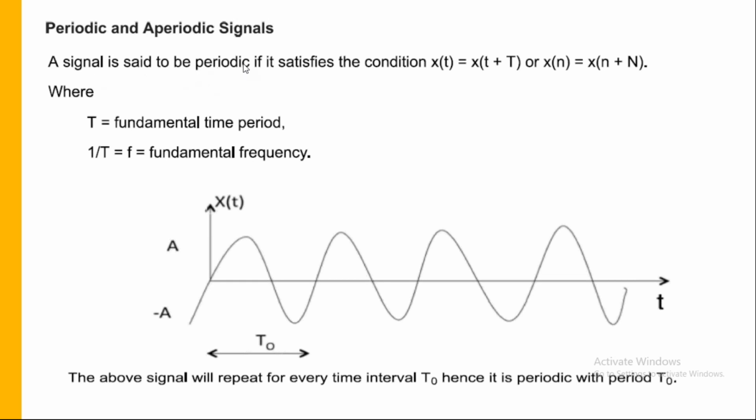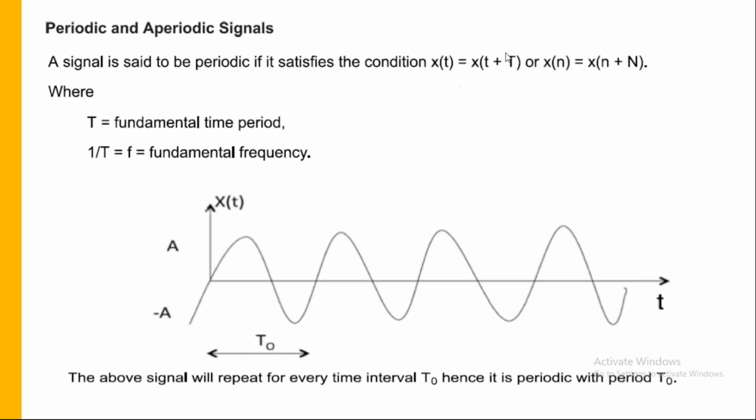A signal is said to be periodic if it satisfies this condition. So what is this condition? x of t equal to x of t plus T. What is the meaning of this? Here x of t is the actual signal, x of t plus T, this capital T is the period of the signal. That means the same function is going to repeat again after t plus T. That is the meaning of this. Such signals you can call periodic signals. I'll demonstrate it here with the waveform.